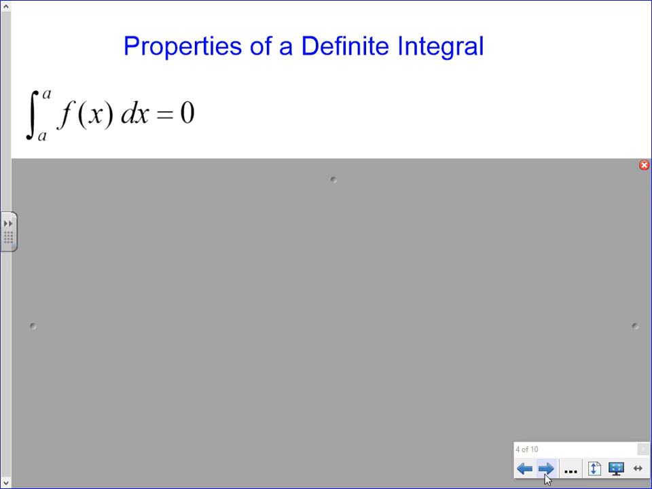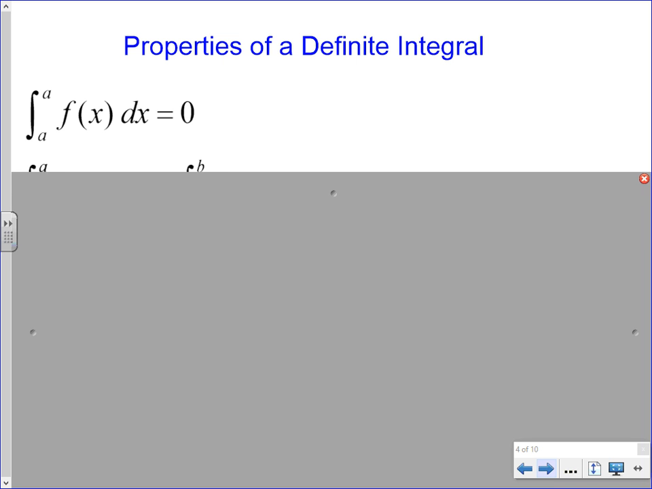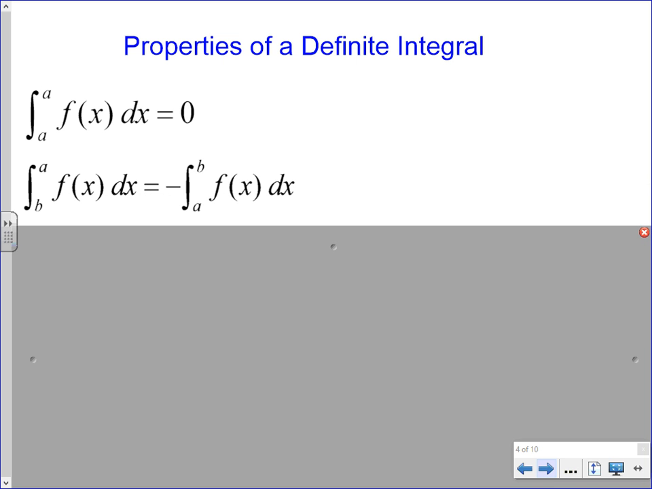The integral from A to B is the same as the opposite. The integral from B to A is the same as the opposite of the integral from A to B. Right to left is going to have opposite area as left to right if we do that integral.